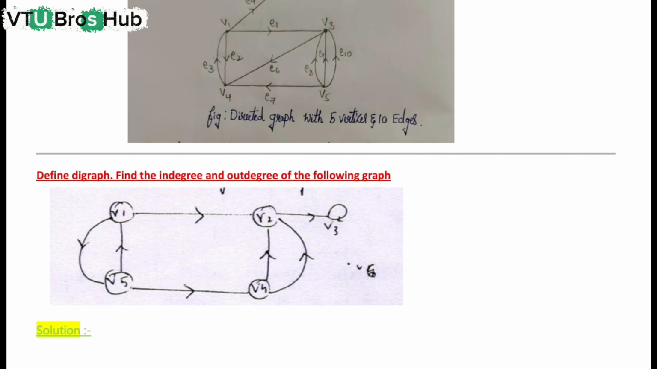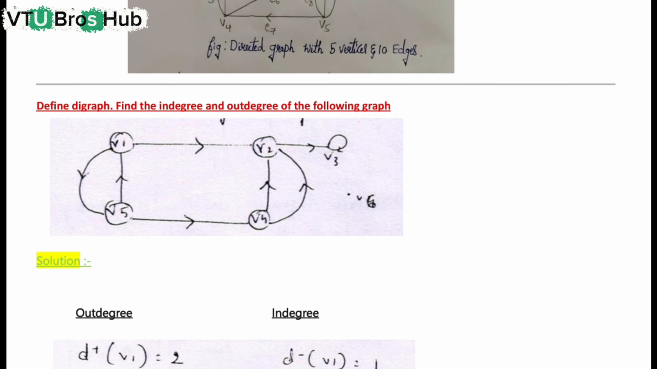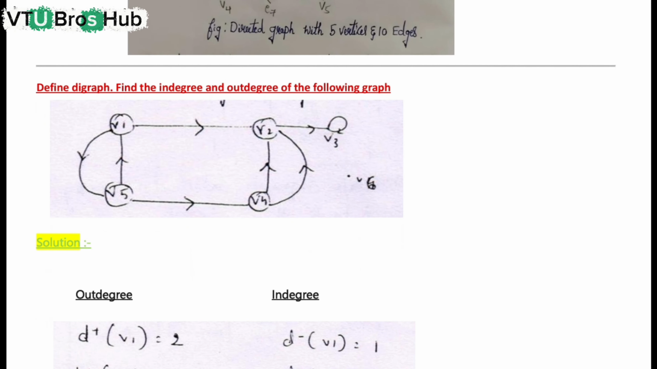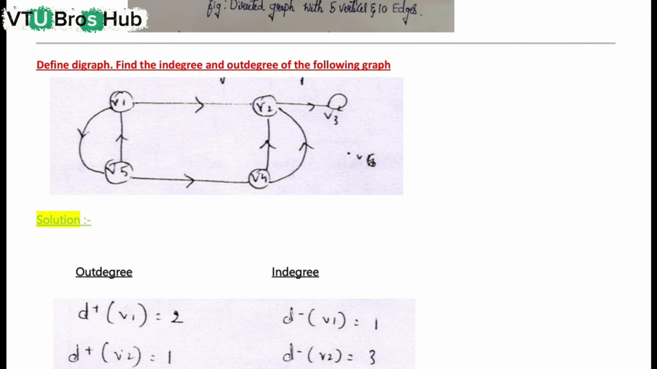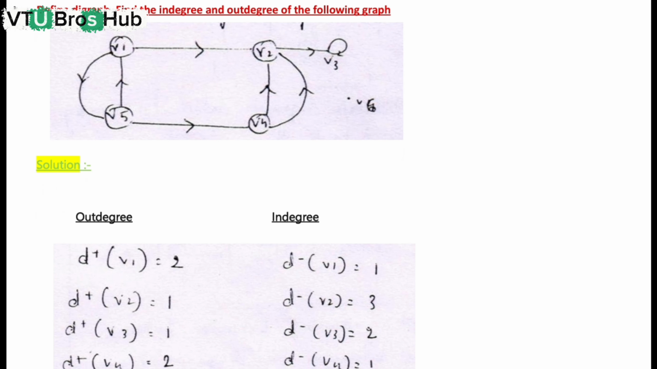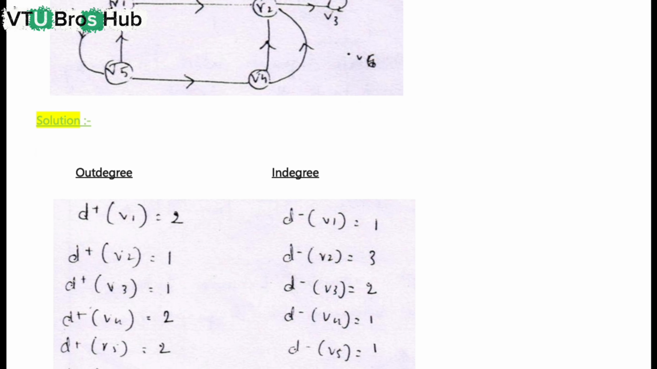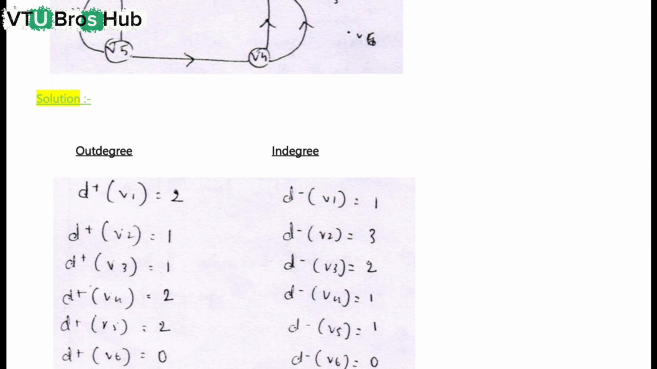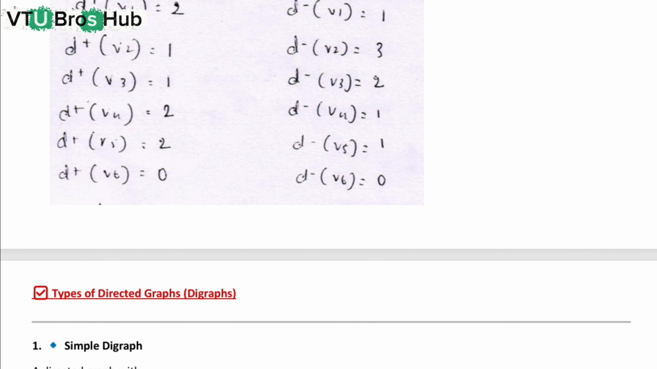Let's now find the in degree and out degree of each vertex. In degree is the number of arrows coming into a vertex. Out degree is the number of arrows going out from a vertex. Observe the graph and count the incoming and outgoing arrows for each vertex. Fill the values in the table shown beside the graph. This completes your answer. Let's now go through the most expected theory list.